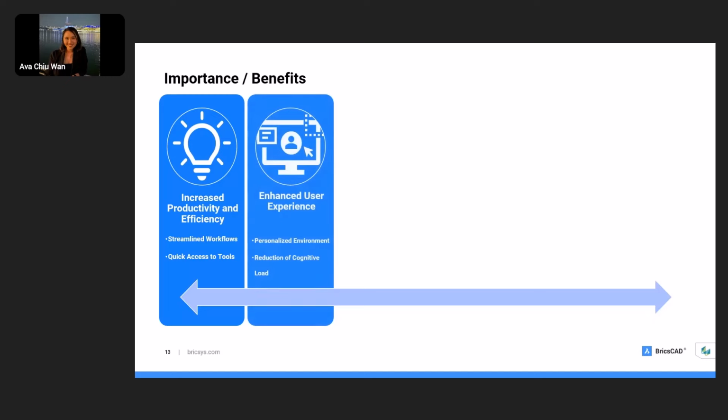Next up, we have enhanced user experience. Customizing the UI to fit individual preferences can make the work environment more intuitive and comfortable, leading to a more pleasant experience. For example, users can adjust color schemes, layout of tools, or set it up in the way that they are used to. And by simplifying the interface and removing unnecessary elements, users can focus better on their tasks without being overwhelmed by too many options.